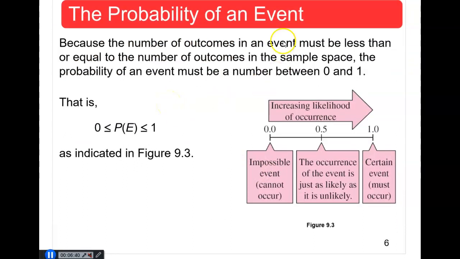Because the number of outcomes in an event must be less than or equal to the number of outcomes in the sample space. So you cannot have more events than the total of outcomes in the sample space. The probability of an event must be a number between 0 and 1.